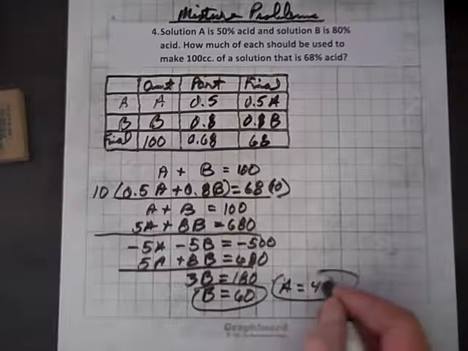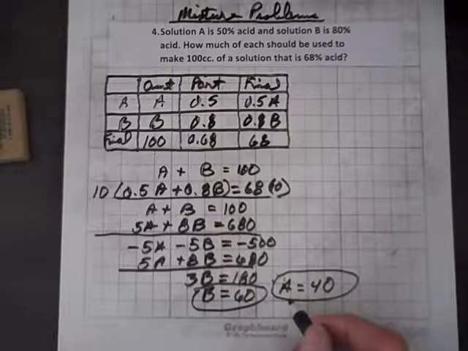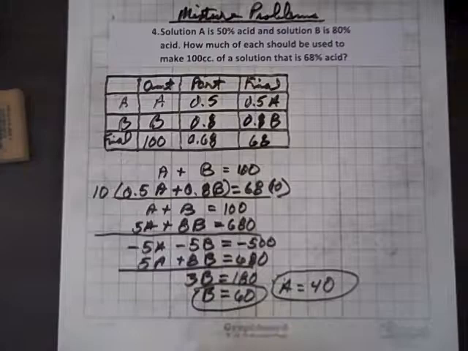And so we need 40 cc's of A solution and 60 cc's of B. And we're done.